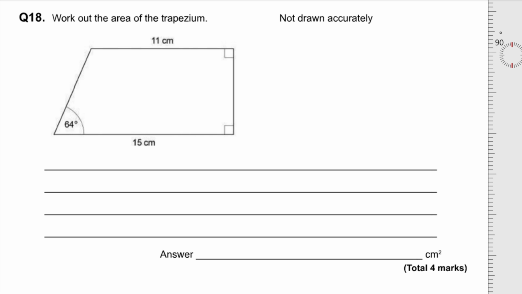Question 18, work out the area of the trapezium. To work out an area of a trapezium, what's the formula? Area is equal to a half A plus B times H. We know A, it's that one. We know B, it's that one. Do we know H? No, we don't. That's the one we're missing at the moment. That's the height there that we need. So we need to work out the height.